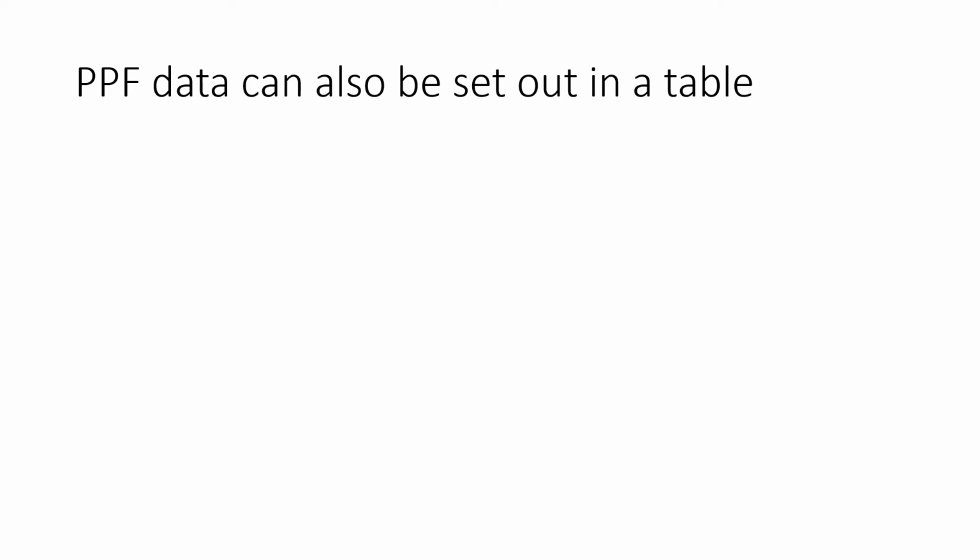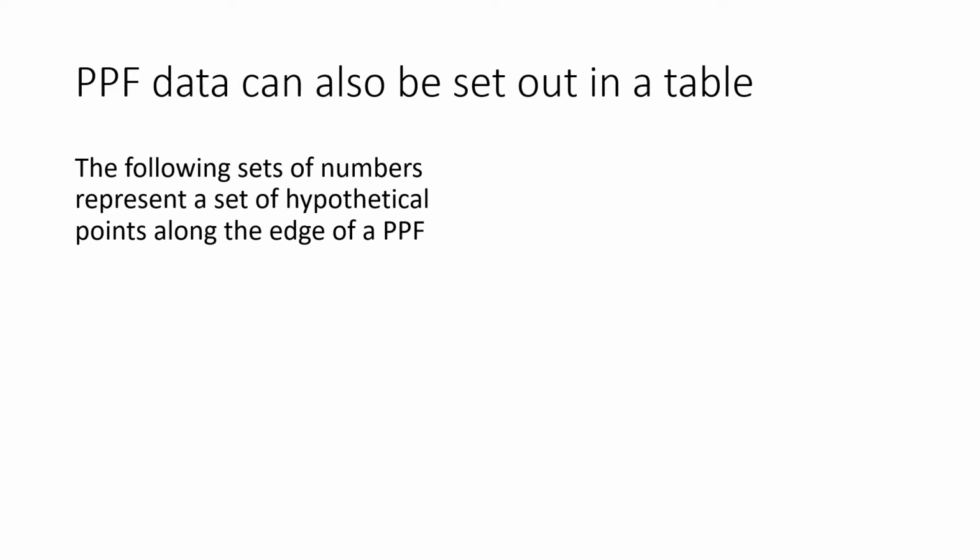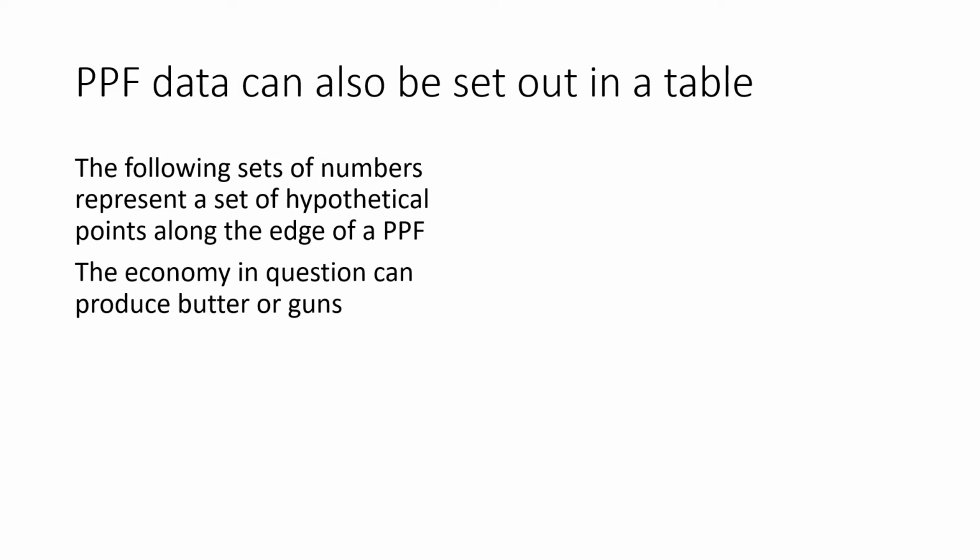Production possibility frontier data can also be set out in a table. It doesn't always have to be a graph. So we'll assume that in this situation we're going to be operating on the edge of a production possibility frontier, and the economy in question can produce butter or guns. And because we're operating on the edge of the frontier, there are no idle factors of production. So let's have a look at some PPF data set out in a table.